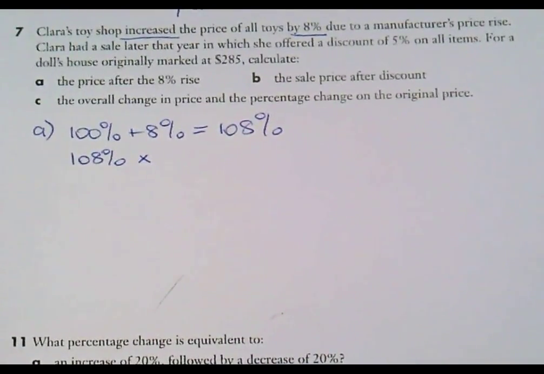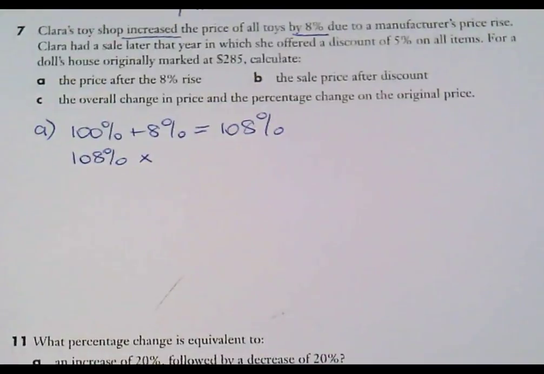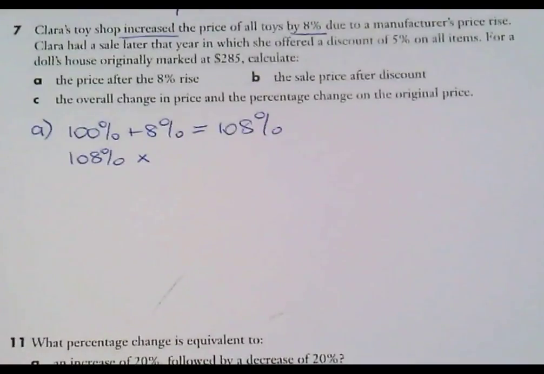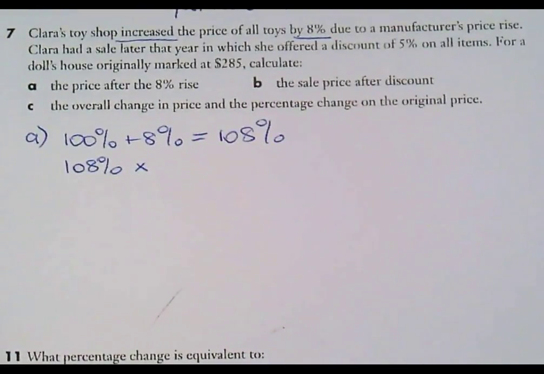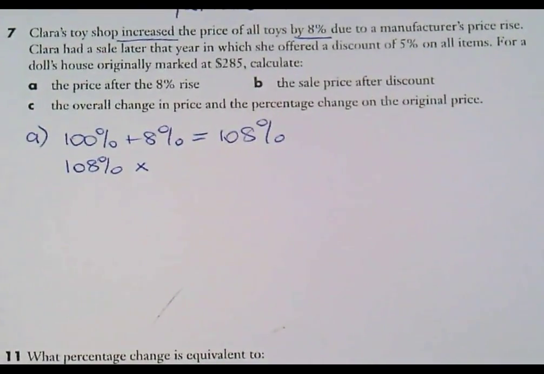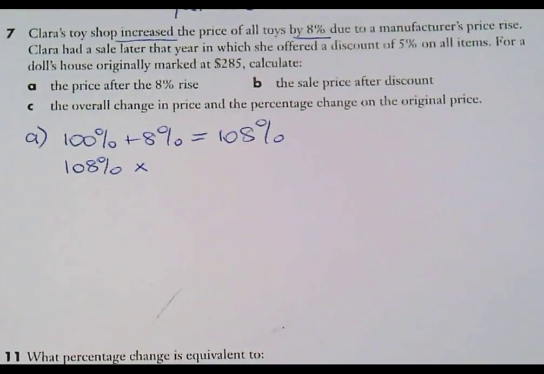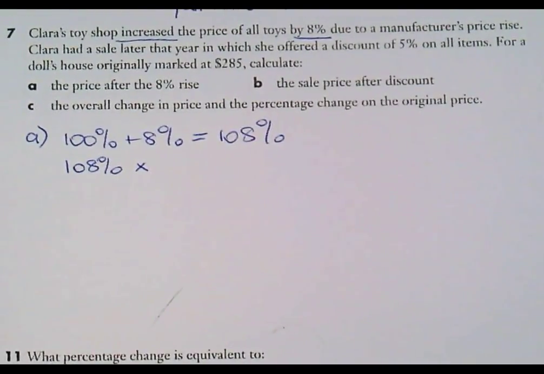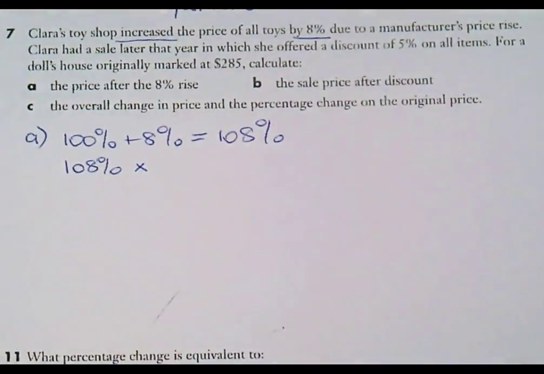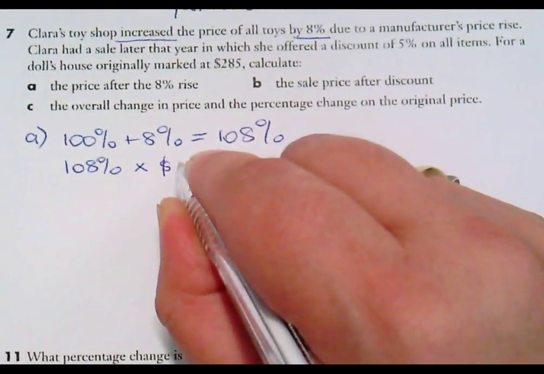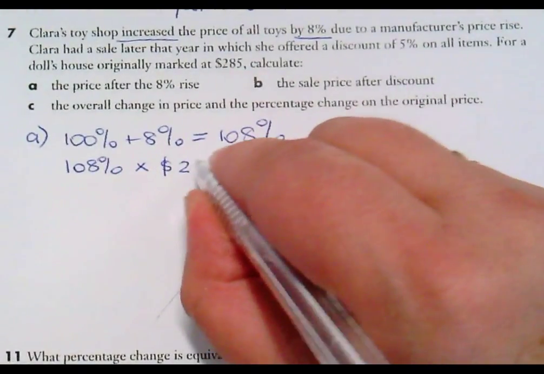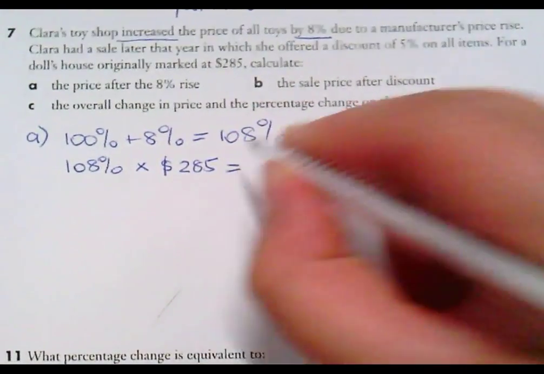Clara's Toy Shop increased the price of all toys by 8% due to a manufacturer's price rise. In other words, the manufacturer increased the price. Clara had a sale later that year in which she offered a discount of 5% on all items. For a doll's house originally marked at $285, calculate the price after the 8% rise. So it'll be 108% of what? What's the original price? And can I have an answer, please?